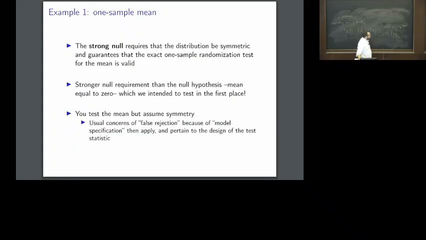So let's belabor that point. The strong null requires that the distribution be symmetric and guarantees that the exact one sample randomization test for the mean is valid. It's a stronger null requirement than the null hypothesis that the mean is zero, which we intended to test in the first place. So you test the mean, but you assume symmetry. And so the concerns of false rejection because of model misspecification apply, and they're kind of a drawback. We're going to want to overcome that.